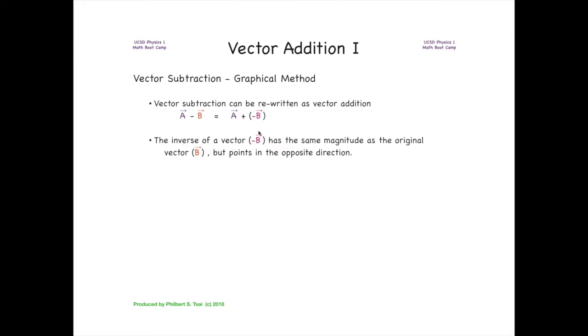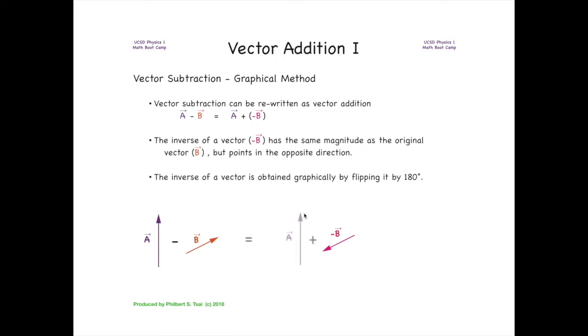The inverse of a vector, or a negative vector, has the same magnitude as the original vector, but points in the opposite direction. So if we want to subtract vector B from vector A, what we do is we graphically invert the vector by flipping it by 180 degrees. We can then add the inverted vector to the first vector using the same head to tail graphical method to give us a resultant vector that goes from the tail of the first to the head of the second vector.